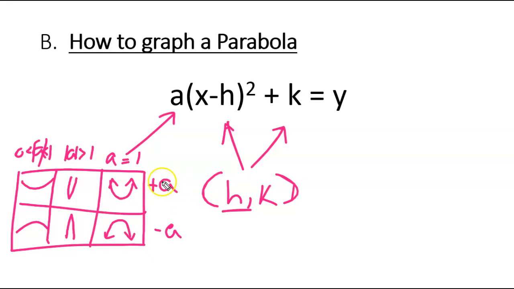So basically, you have to look at two things when you look at the a. What is the sign? Positive or negative? If it's positive, it's a happy face. If it's negative, it's a sad face. And then you also have to decide, is it equal to 1, greater than 1, or between 0 and 1? If it's equal to 1, it's like a normally sized parabola. If it's greater than 1, it's stretched and skinny. If it's between 0 and 1, it's wide.